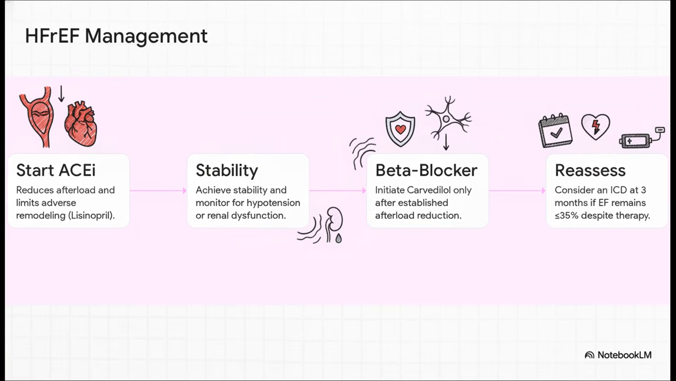You must wait for established afterload reduction before adding the beta blocker to avoid worsening cardiac output or dropping their heart rate too much. Finally, Step 4. Reassess at 3 months. You only consider an implantable cardioverter defibrillator, or ICD, if the EF remains at or below 35% despite optimal medical therapy.